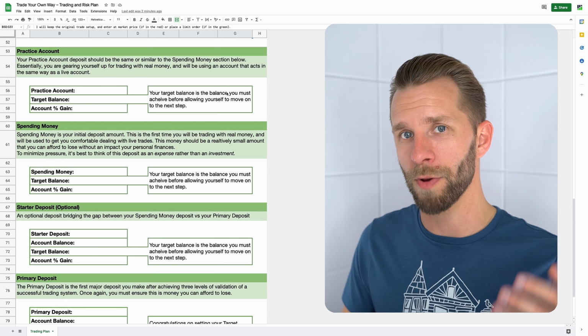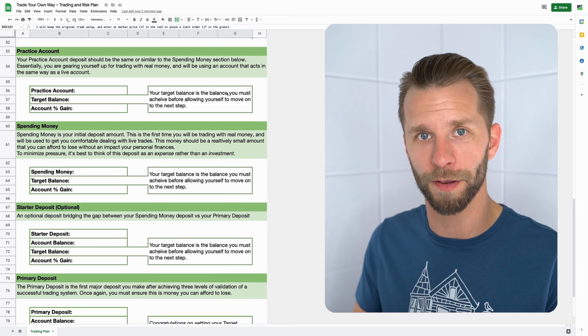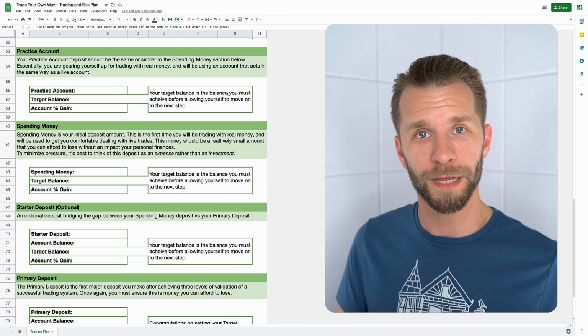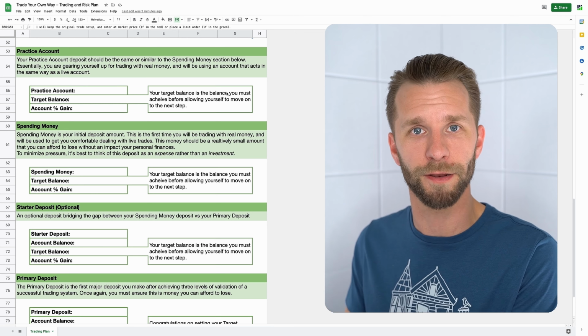This is all going to be to show how the sheet works, and you're going to need to figure out what's going to be best for you and what you can afford. If you need to, please do go see a registered financial advisor.